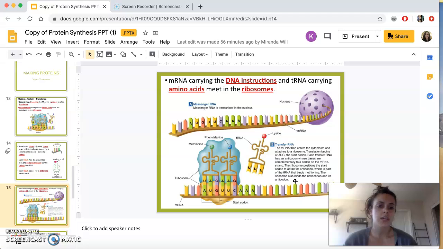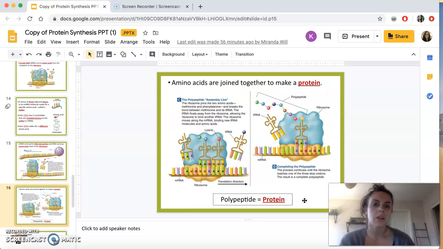Each transfer RNA has an anticodon whose bases are complementary to a codon. Anticodons match to codons, whose bases are complementary on the mRNA strand. The ribosome is going to position the start codon to attract its anticodon, which is part of the tRNA that binds it. Then the ribosome is going to bind the next codon, and so on. Okay? So then amino acids are going to be joined together to make a protein.